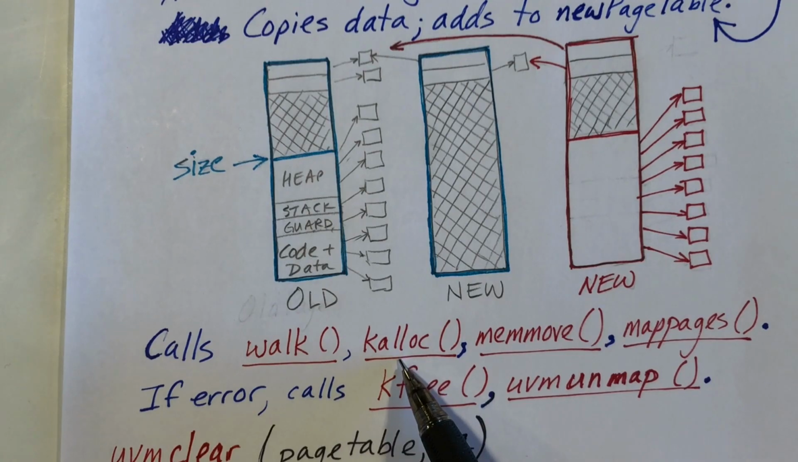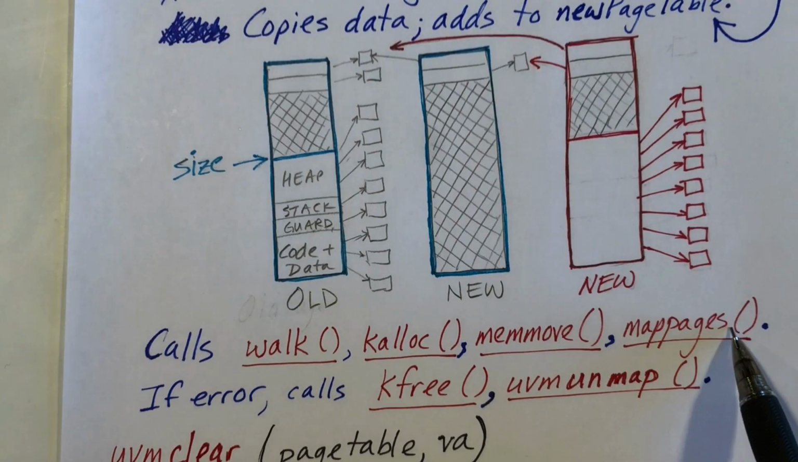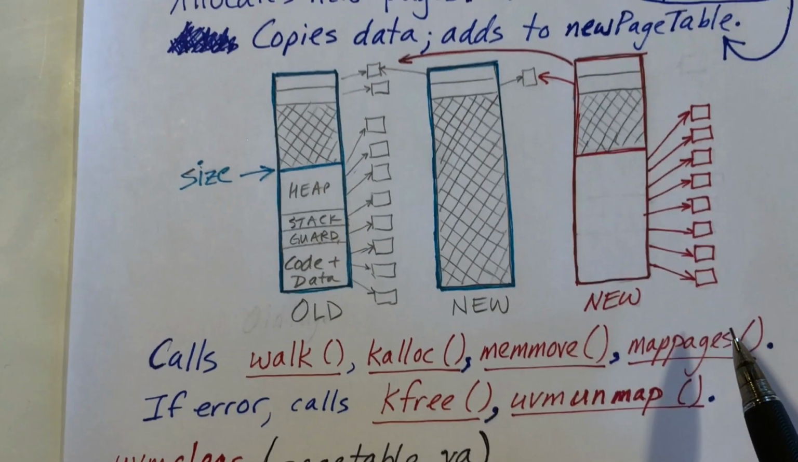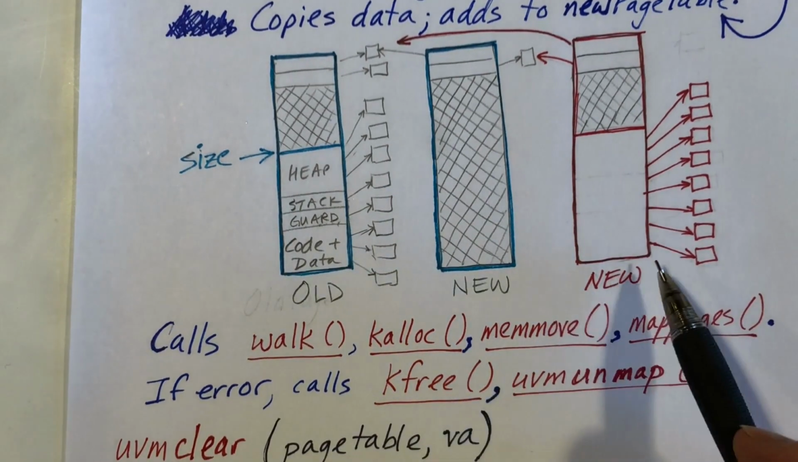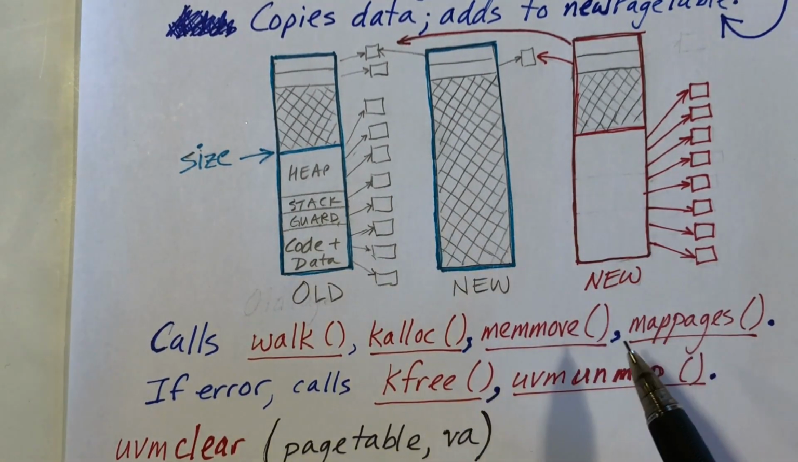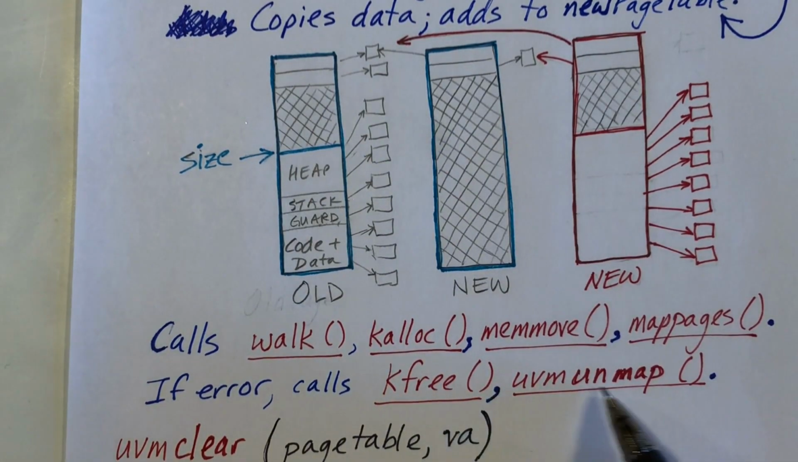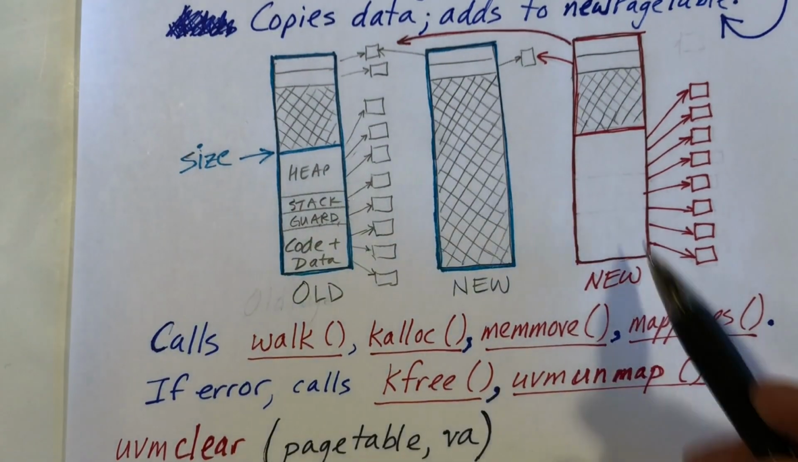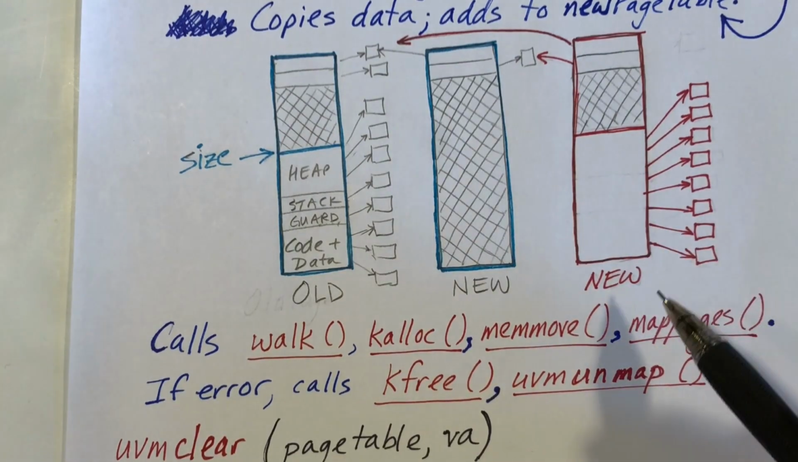new pages, new physical memory pages, memmove to copy the data, and mappages to add mappings to the new page table. If anything goes wrong, for example, if we run out of memory, then it basically undoes everything. It calls kfree and uvmunmap to remove every entry from the page table and return all the pages.